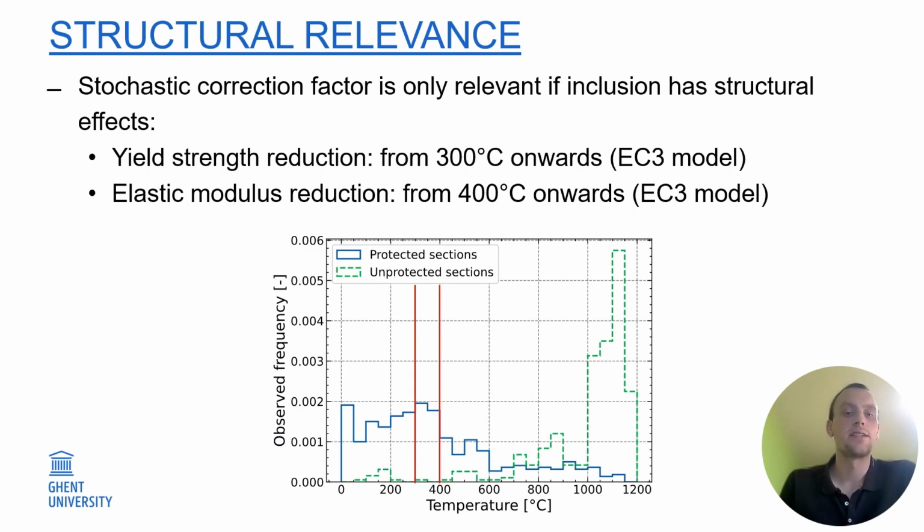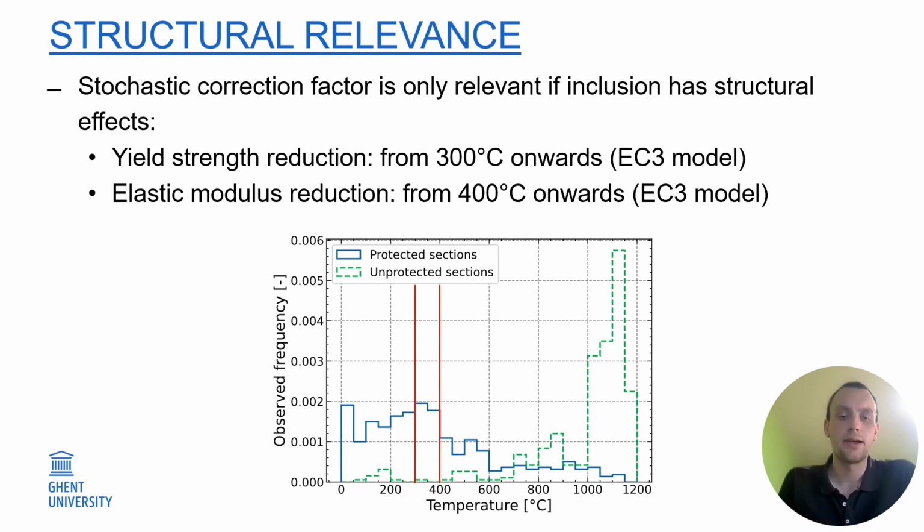Important to realize is that the introduction of a stochastic correction factor is only relevant if the inclusion also has a structural effect. And to have a structural effect, there are certain temperature thresholds that we need to exceed. If we look at the Eurocode 3 model, we will get a yield strength reduction from 300 degrees Celsius onwards, while an elastic modulus reduction will only happen from a temperature of 400 degrees Celsius onwards.